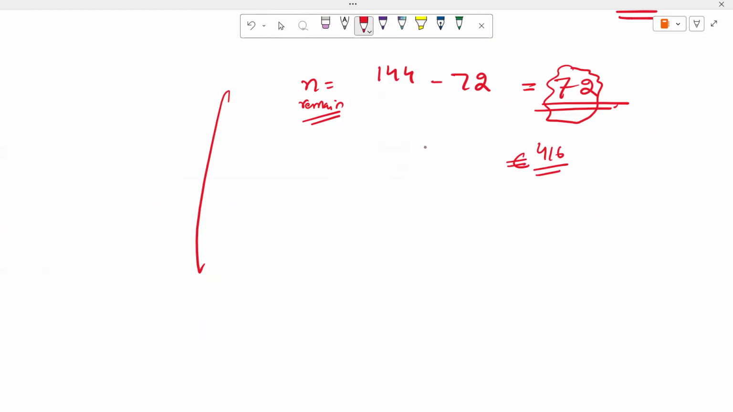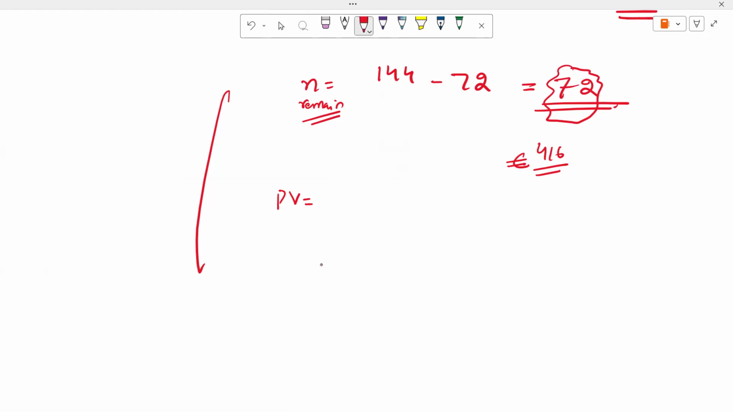And I want to pay it today. I don't want to pay 416 euros every month for the next 72 months. I want to pay it today. So I'll find the present value for this, right? You will again apply the present value formula, because you're bringing all the future values that you're going to pay for the next 72 months, you're going to pay today. So you would have to discount all the values from the future till today in order to pay the present value.